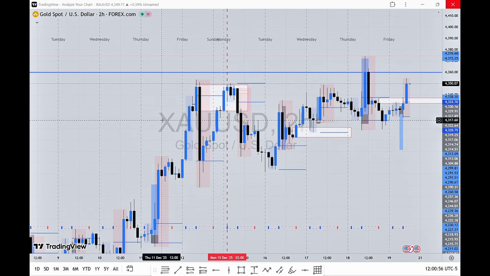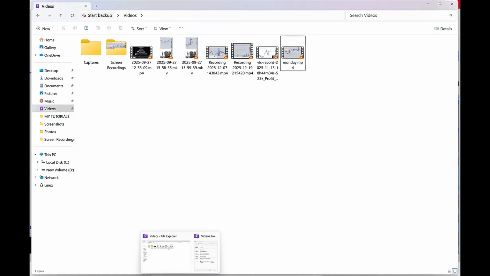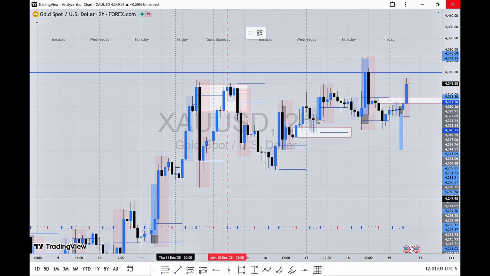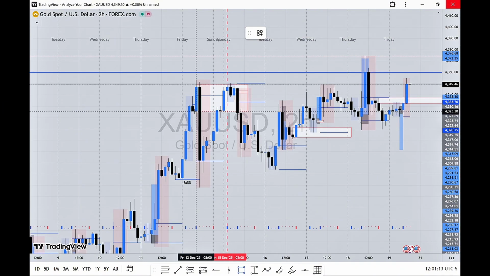So the first trade I took was on Monday, and it was actually a sell. Why was I looking for sells? As you can see here, on Friday the market gave us a market structure shift to the downside. It left behind a 2-hour bearish order block.